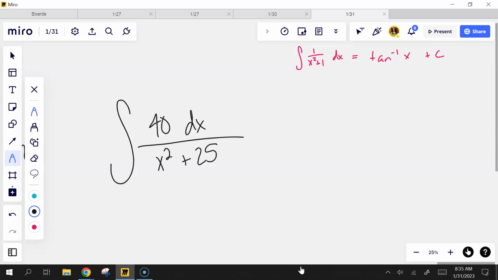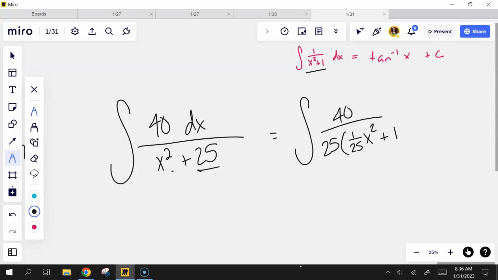Well, that's where I'm thinking I'm going with this one. So let's talk through it then. I noticed the squared at the bottom, and as I look through, that's got to be it. This has got to be trying to get us to an inverse tangent. So how can I make the bottom look like x squared plus 1? The only way I see to do that is what we did before, where we take out whatever this is, right? So 25 times, that would leave me 1 over 25 x squared plus 1.